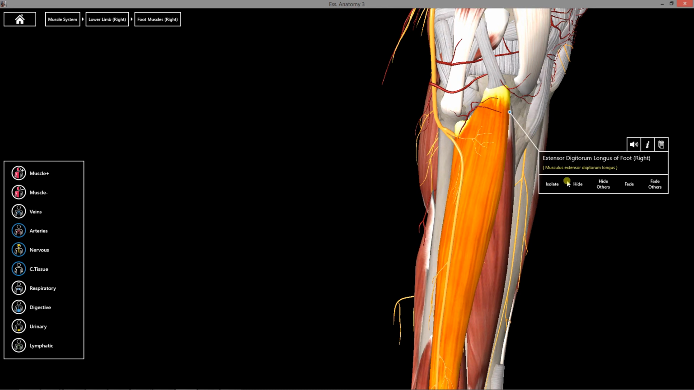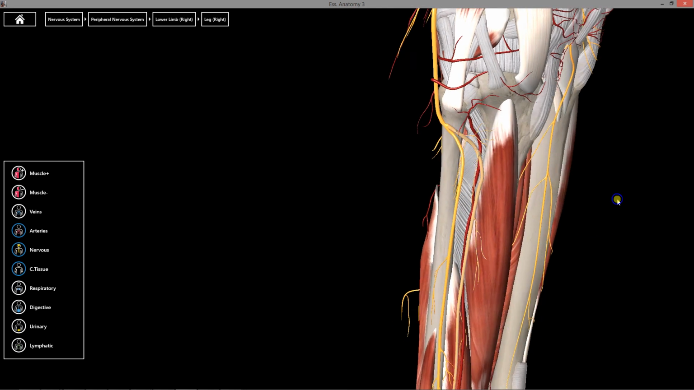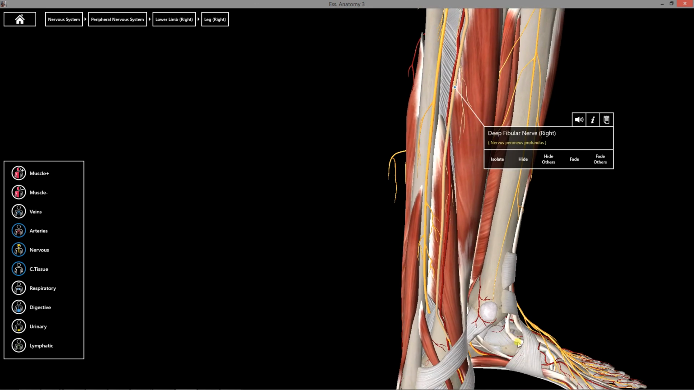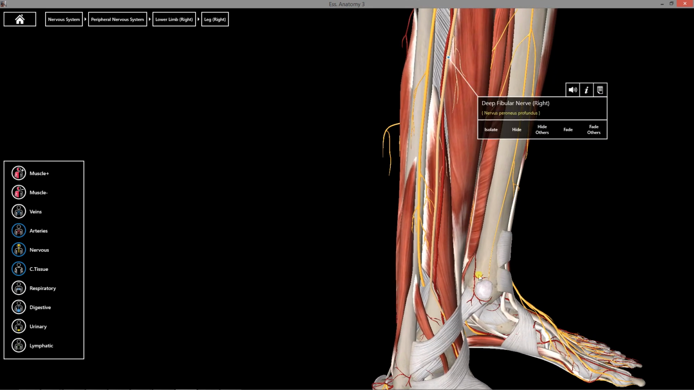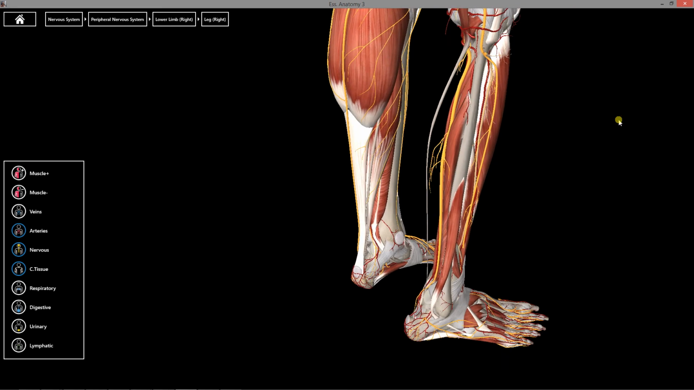Just to show you that, I'm just going to take this guy away, and voila, you can see that it basically travels down the whole aspect of the leg, shooting out branches here, and innervates the whole anterior compartment. The last thing I wanted to show you in regards to the anterior compartment is the blood supply. You have the anterior tibial artery, which is your blood supply.